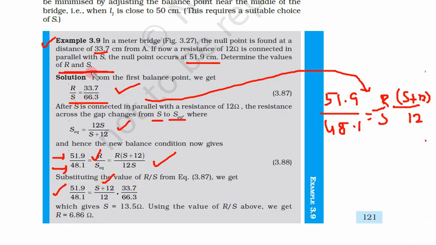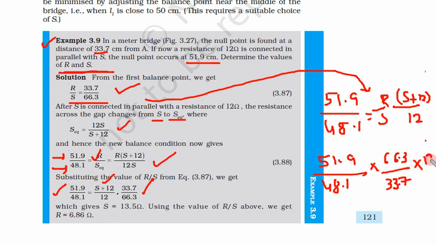This R by S is 33.7 by 66.3. Once you solve this, how can you solve this? You solve this like this: 51.9 upon 48.1 into, this goes up, 66.3 upon 33.7, and this 12 also goes upside, 12.